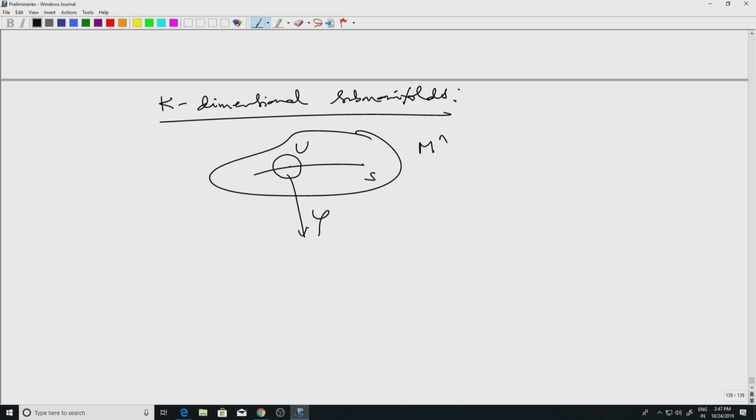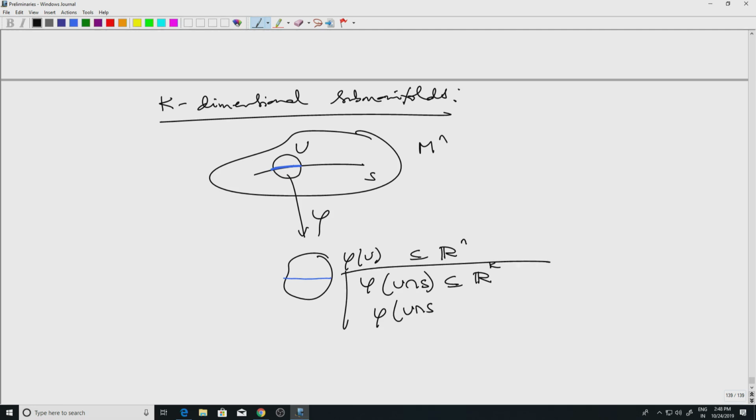of course, if this is U, phi of U is some open subset of R^n, but the slice chart property is that the intersection with S, phi of U intersection S, should be contained in R^k and it should be open. So, two things: phi of U intersection S is open in R^k, in a lower dimensional subspace.